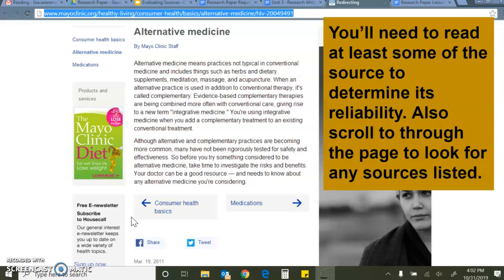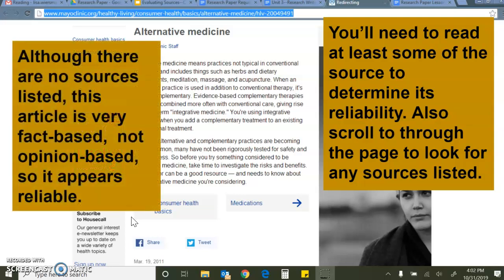So let's take a look at this source. Remember, when you look at reliability, you have to read at least some of the source to determine that reliability. You can also scroll through the page to see if there are any sources listed. So if we take a look here at this part of the article, we can see that even though there aren't any sources listed, the page seems to be very fact-based instead of opinion-based, which makes it appear reliable.